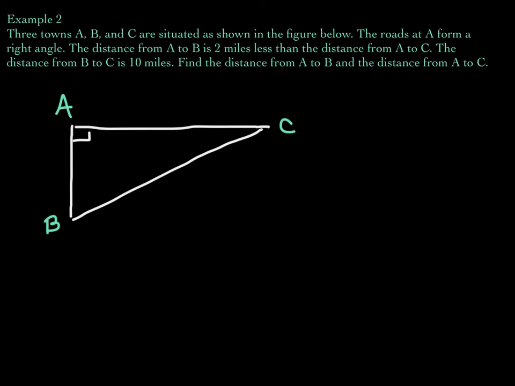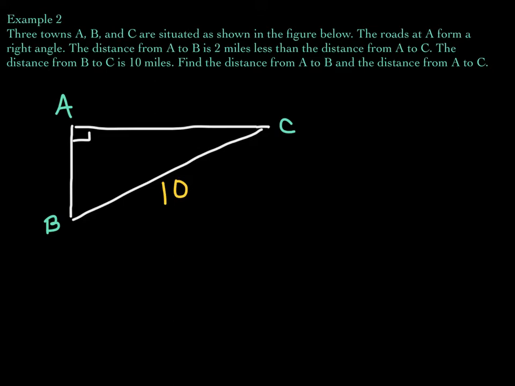All right, let's check this one out. 3 towns, A, B, and C, are situated as shown in the figure below. The roads at A form a right angle. The distance from A to B is 2 miles less than the distance from A to C. The distance from B to C is 10 miles. We can fill that in, so this is 10 right here. Find the distance from A to B and the distance from A to C.